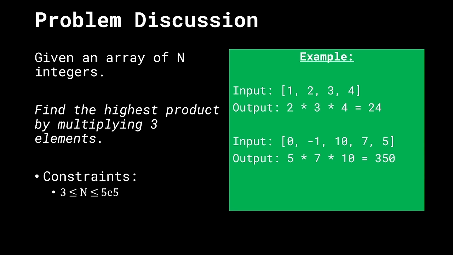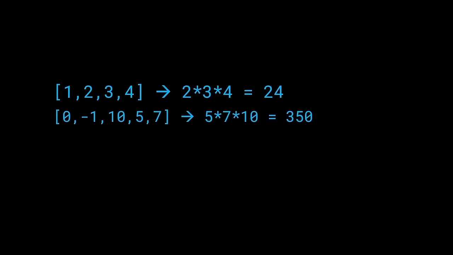Now, what is one thing that is immediately very clear from these examples? The first thing we realize is that we can sort the array and pick the top three elements. In fact, we can write this down. One of the observations in solving this question is that we have to take the highest three elements, multiply them together and return them at the end.